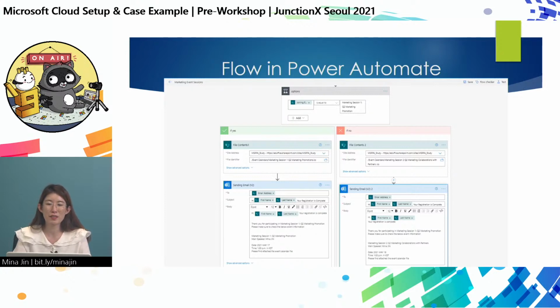In the options action, the flow depends on the choice of the participant. If the participant selects marketing session 1, the flow goes to the first option. On the other hand, it goes to the other option when the participant chooses marketing session 2. In each flow, two actions belong. The event file contents are retrieved in the flow by the action and attached in the next action of sending an email in both.